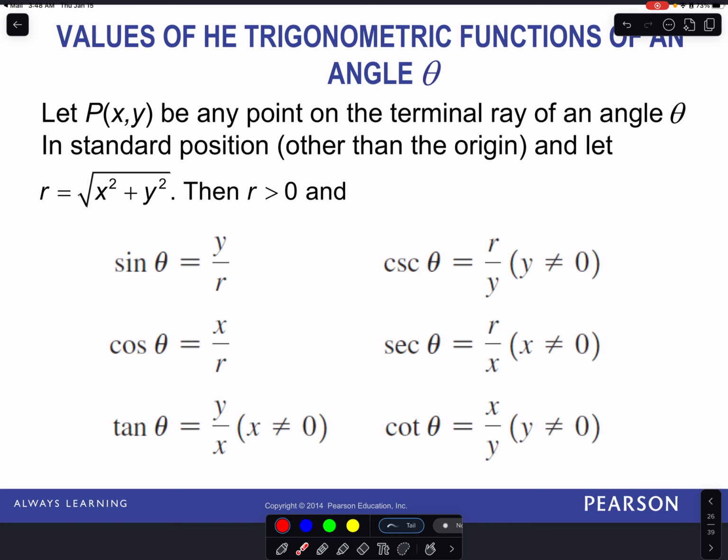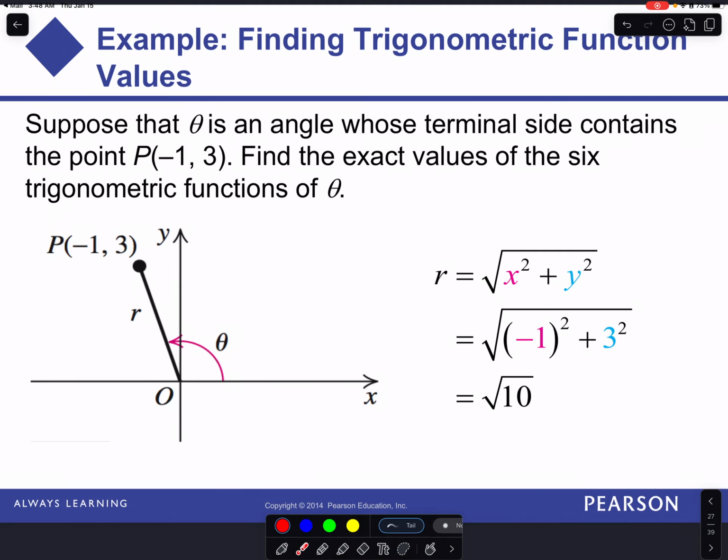The reciprocal of sine is cosecant. The reciprocal of cosine is secant. And the reciprocal of tan is cotan. Okay, let's see if we can see this in action. So suppose that theta is an angle whose terminal side contains the point -1, 3. Find the exact values of the trig functions. Okay, I went on and left R in there. R equals the square root of x squared plus y squared. So then we get that R is going to be the square root of 10, right?